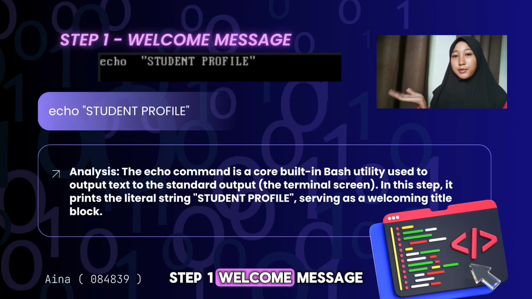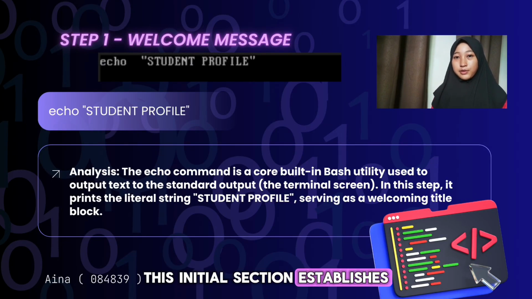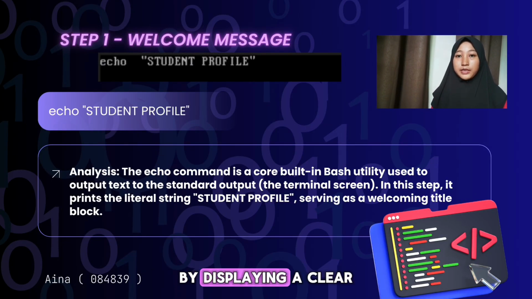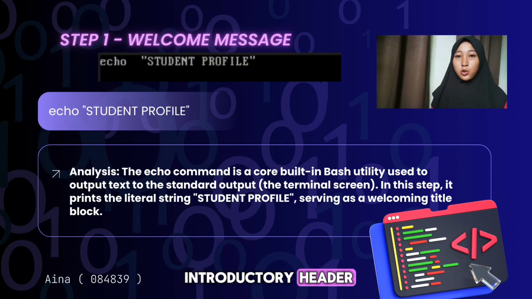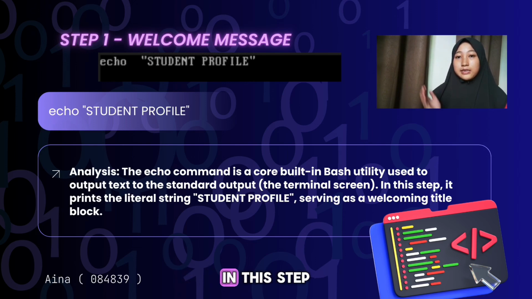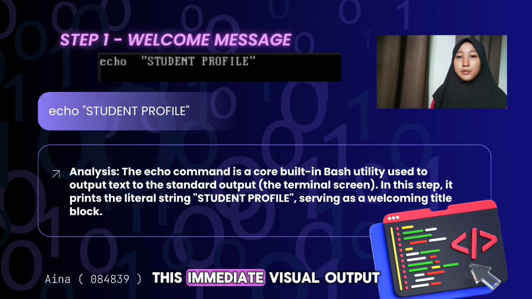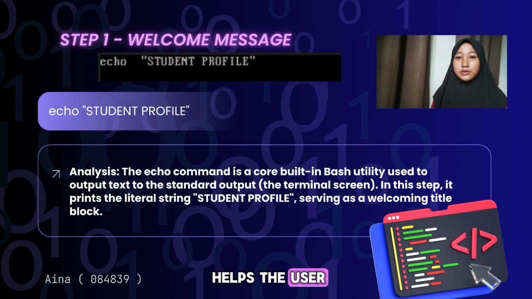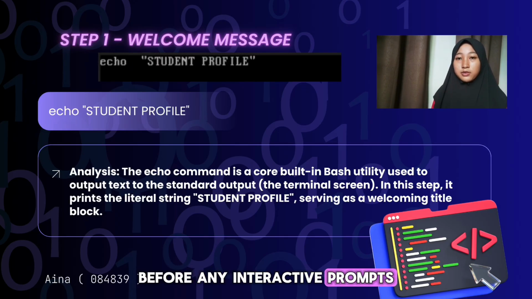Step 1. Welcome message. This initial section establishes the user interface by displaying a clear introductory header when the script starts running. Analysis. The echo command is a core built-in bash utility used to output text to the standard output. In this step, it prints the literal string "Student Profile", serving as a welcoming title block. This immediate visual output helps the user instantly identify the purpose of the program before any interactive prompts take place.